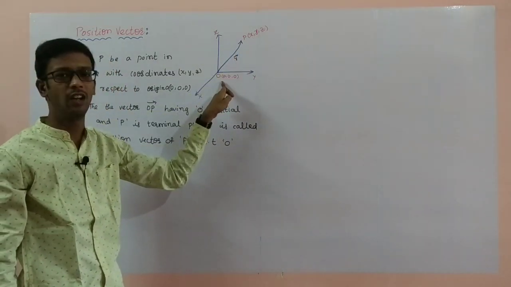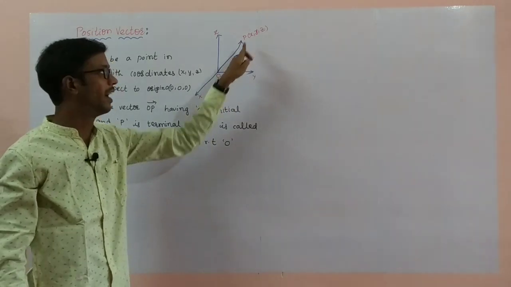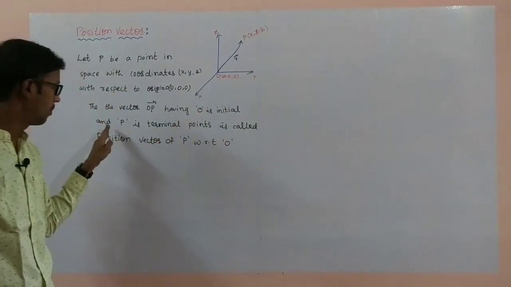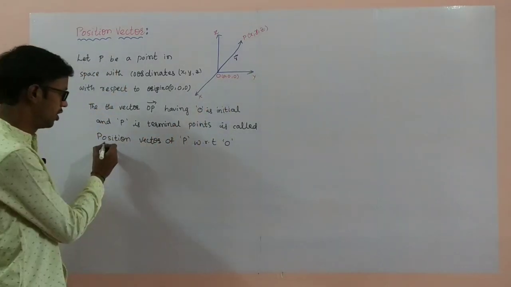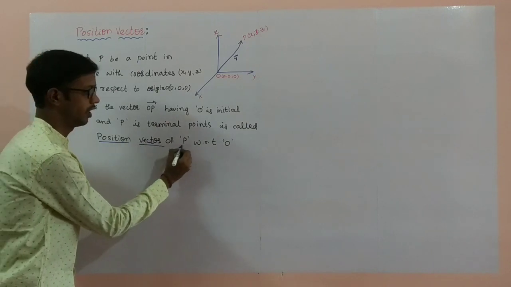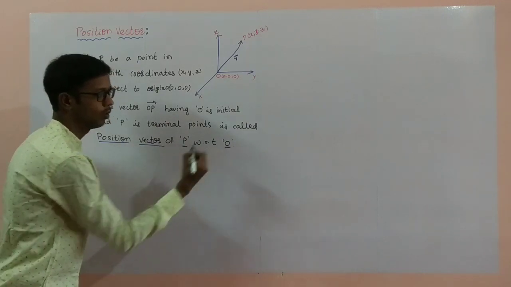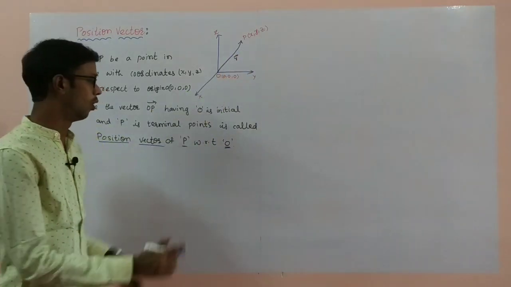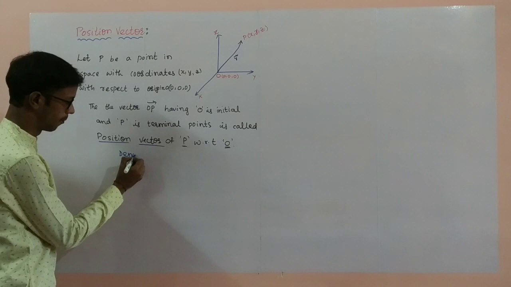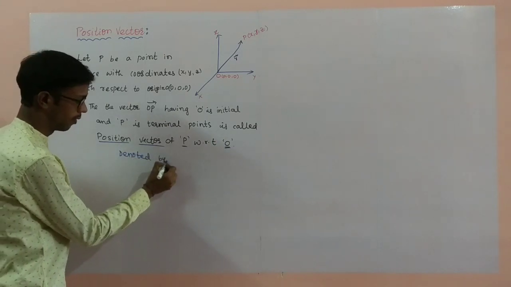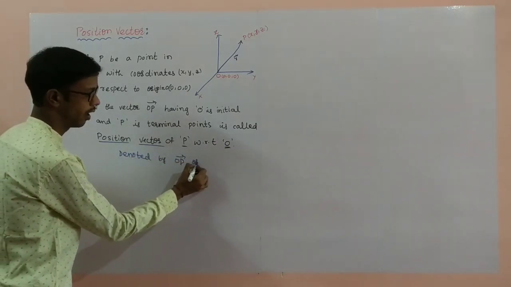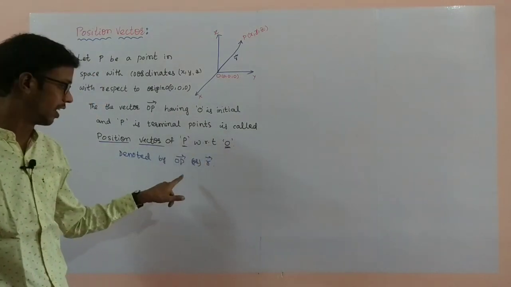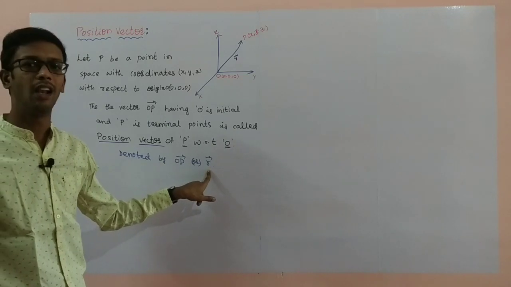The vector having initial point O and terminal point P, denoted with R bar, is called a position vector. The position vector of P with respect to O is denoted by OP bar or small letter R bar.